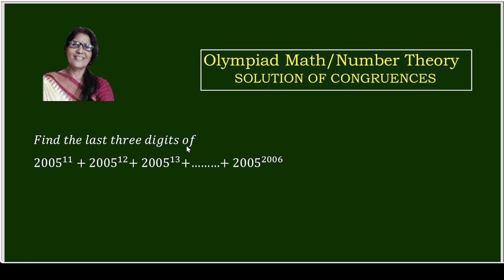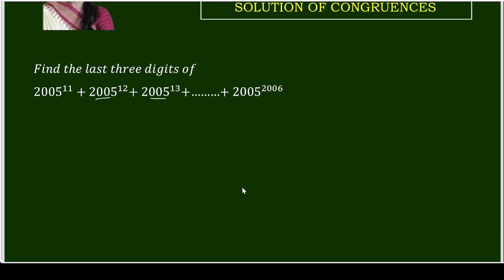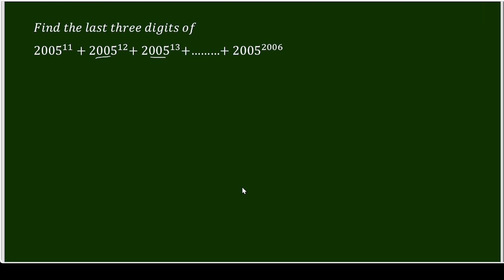So today I have taken a Hanoi Maths Olympiad question, that is to find the last three digits of 2005 power 11 plus 2005 power 12 plus 2005 power 13 up to 2005 power 2006. So which is based on number theory, and we have to solve some congruences.